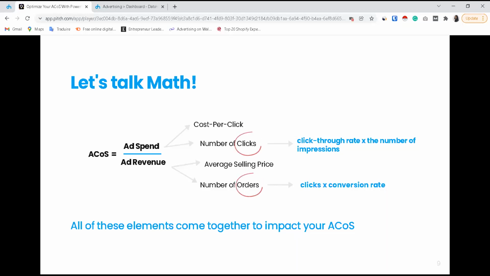It's like driving a car. It's not the one thing that helps you gain speed. It's multiple things coming together: the acceleration, the gear, the brakes, etc. In this case, it's the click-through rate, the CPC, the impressions, the clicks, average selling price, and conversion rate. All of these different metrics come together to impact your ACoS. These are the numerical metrics that make a difference when it comes to your ACoS.